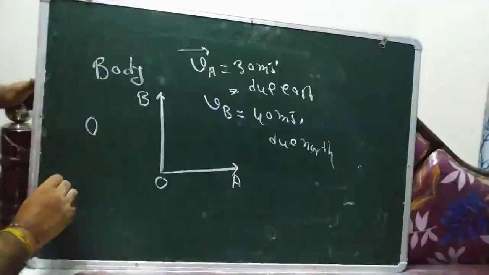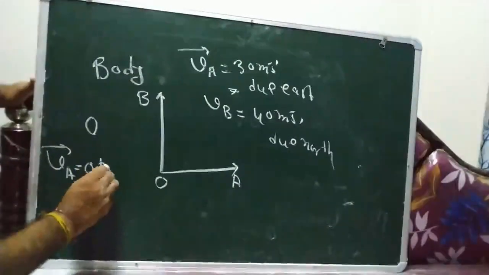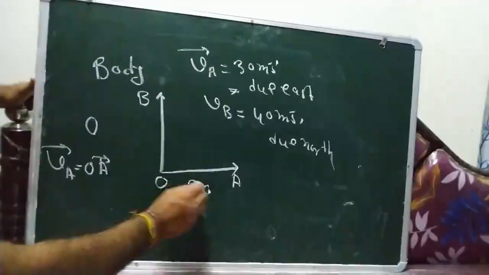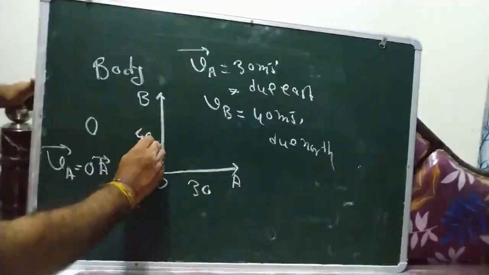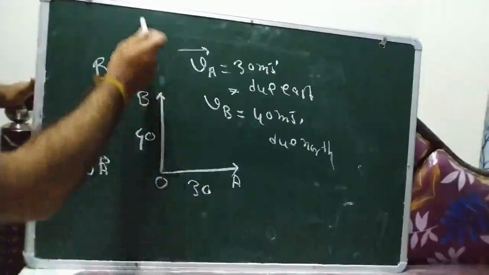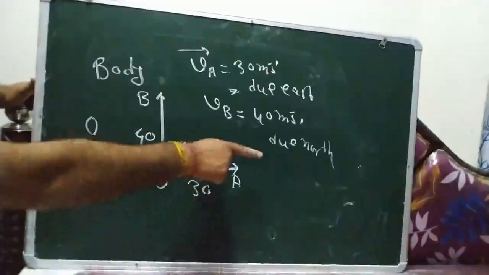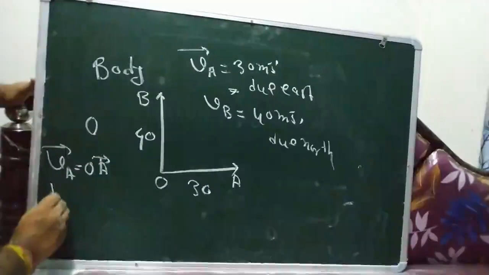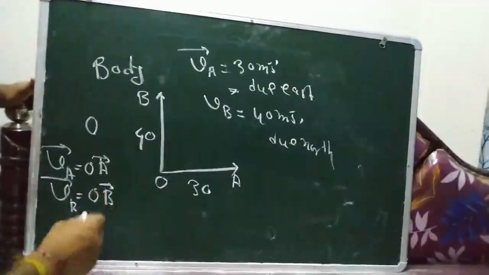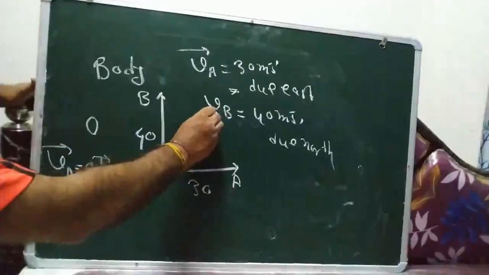So that means VA vector is taken as OA vector, and its velocity is 30 in this direction, and in this direction it is 40. So this is the direction east, this is north, and south west. The velocity going towards east is A, and VB will be the OB vector. Now you have to find out the resultant vector. So very simple, this is the resultant vector.